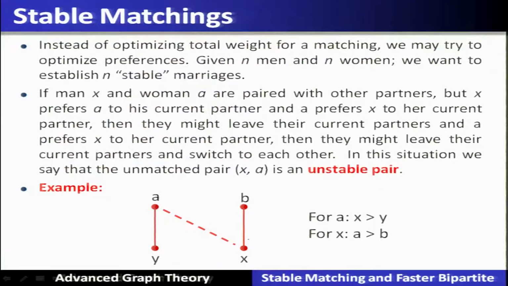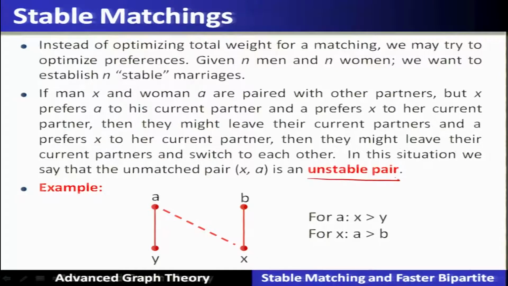Now, if a man X and a woman A are paired with other partners, but X prefers A to his current partner and A prefers X to her current partner, then they might leave their current partners and switch to each other. In this scenario, we say that the unmatched pair XA is an unstable pair. Let us take an example to understand this concept of unstable pair.